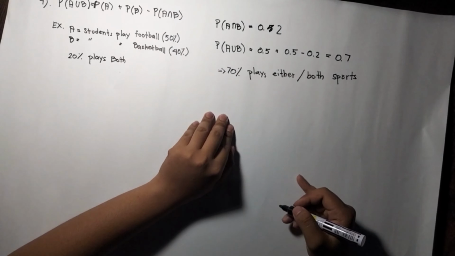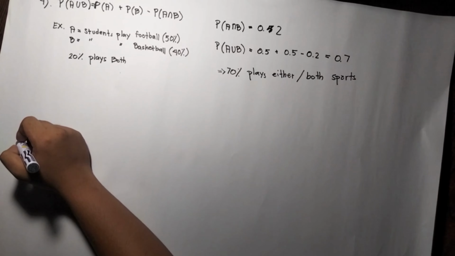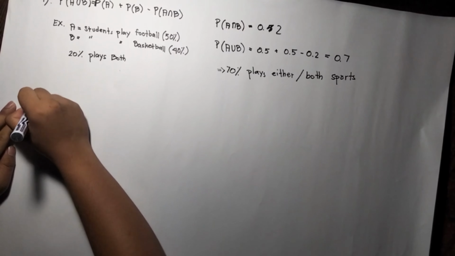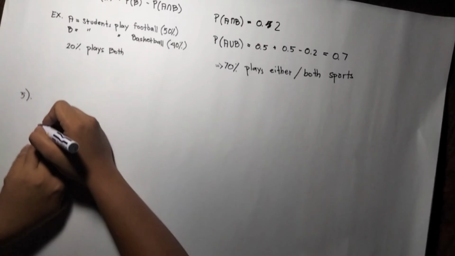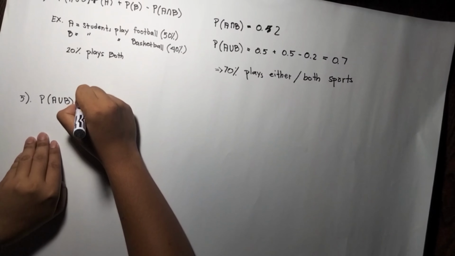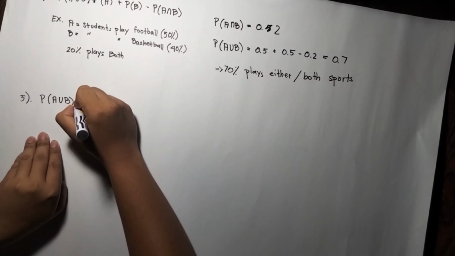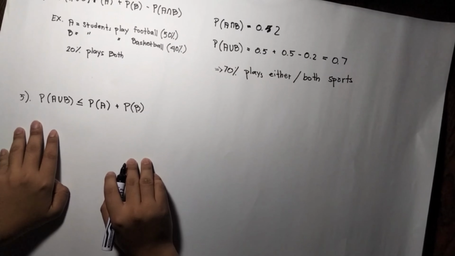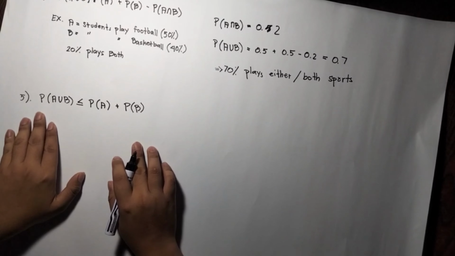Probability of A union B is less than or equal to the probability of A plus the probability of B. The probability of either A or B happening is at most the sum of both. This becomes strictly less than when there's overlap. Overlap reduces the total union probability compared to just adding them blindly.